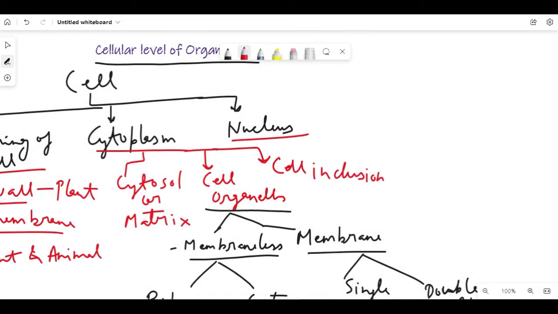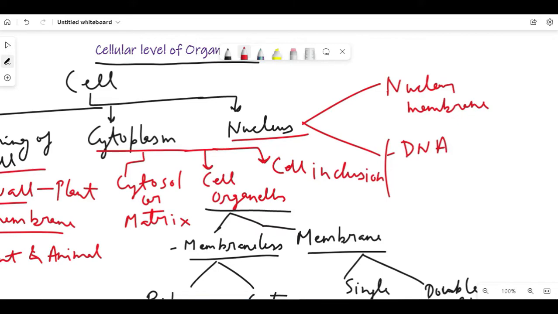Last one is nucleus. Nucleus is also further divided into parts. First one is nuclear membrane, second one is DNA, third is nucleoli and nucleoplasm, and fourth one is chromatin.